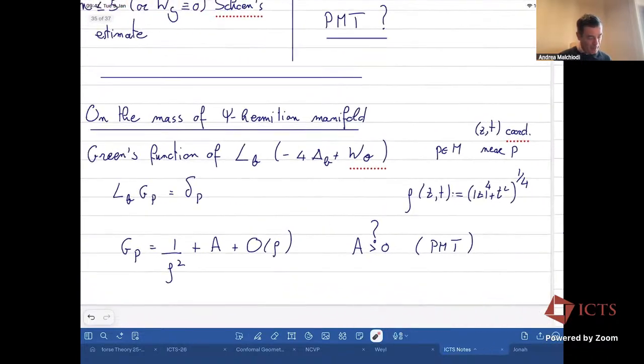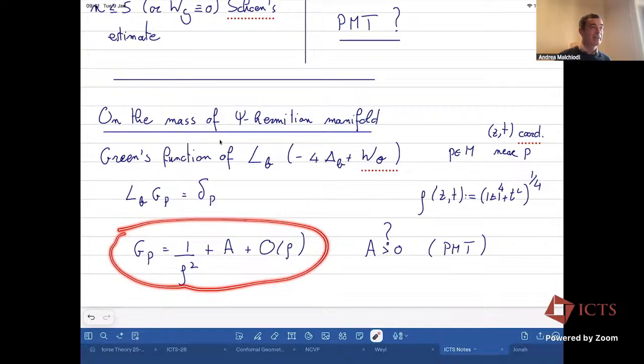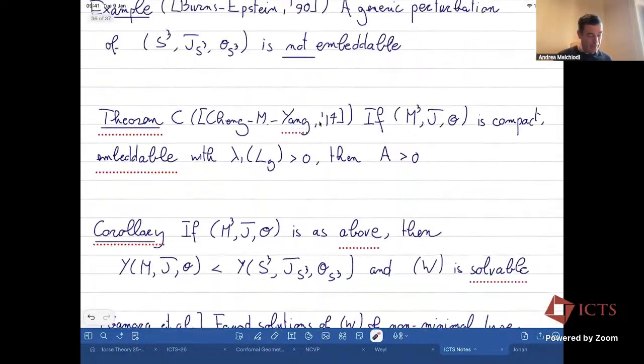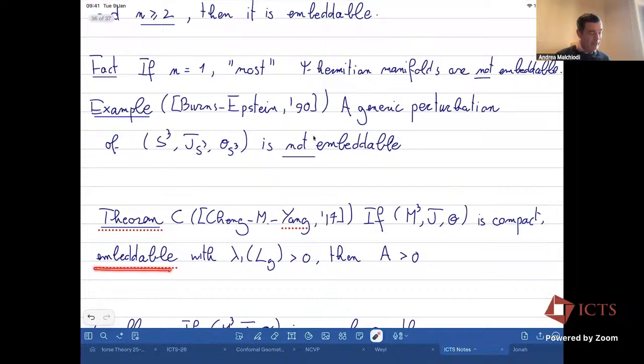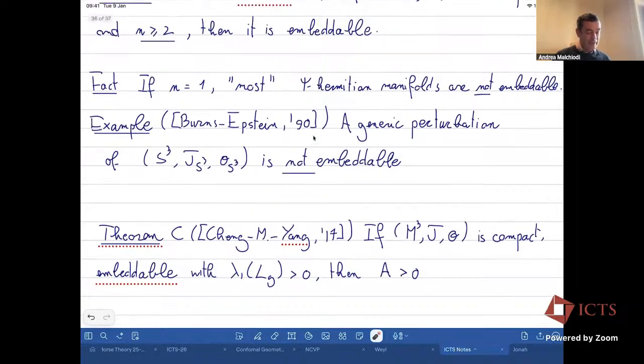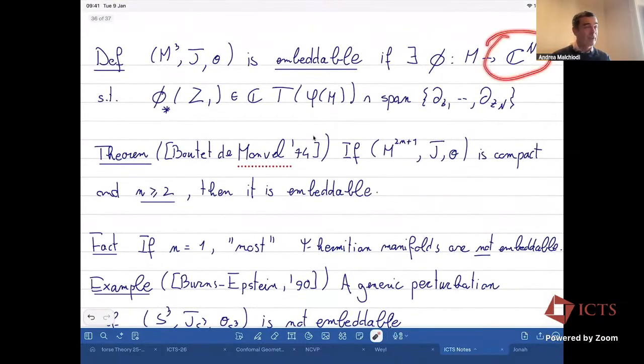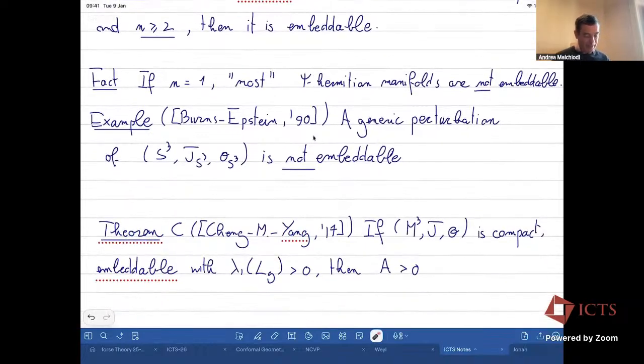Okay, so we have an expansion of the Green's function just as in the Riemannian case, but in 1 more dimension. And I discussed the positive mass theorem we have. So we have the positivity of this constant A, so it's like a positive mass theorem, but we assume the manifold to be embeddable. Embeddable means that there is a map from the manifold into some Cn, where this dimension n can be anything, such that you sort of pull back the complex structure from Cn to the contact spaces. So we have this result in 3 dimensions, assuming the manifold is embeddable.